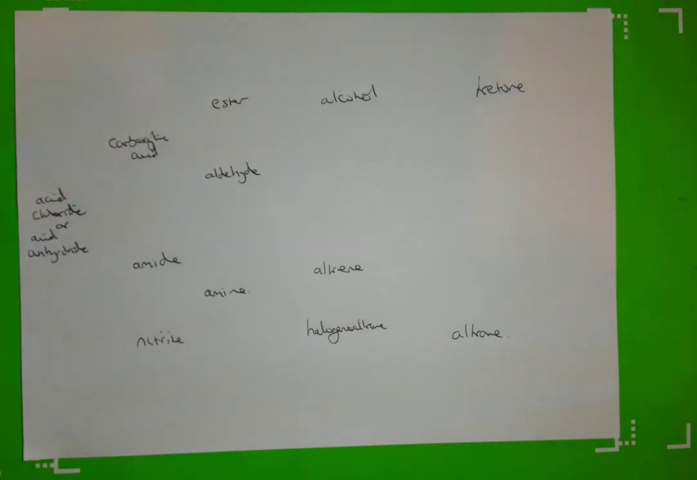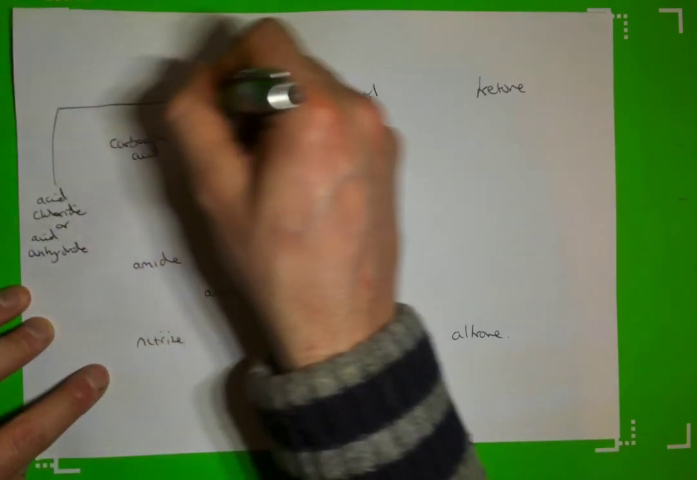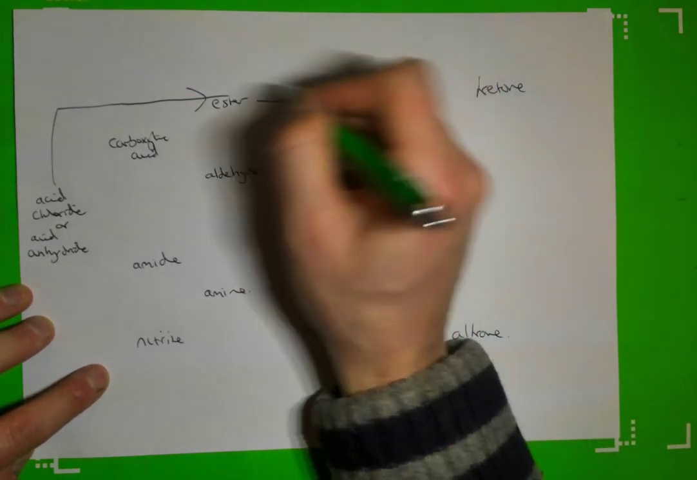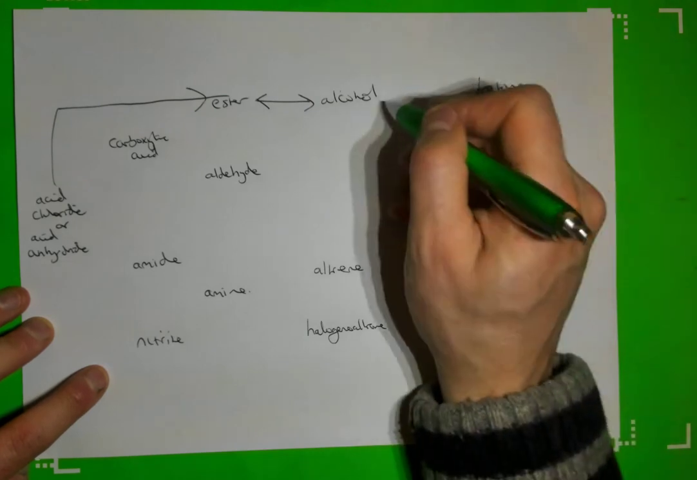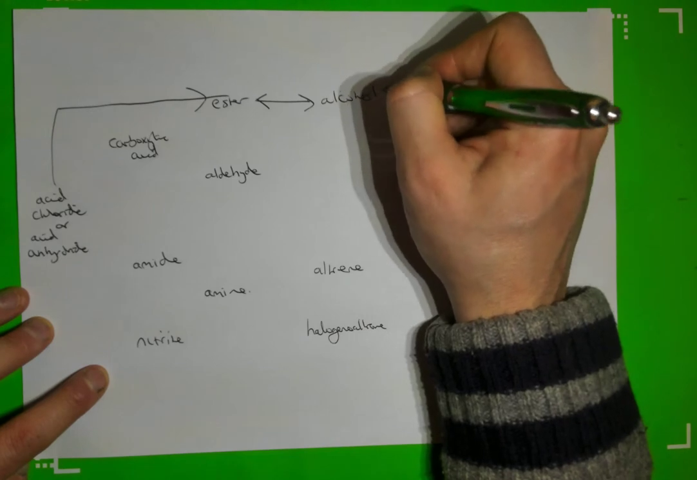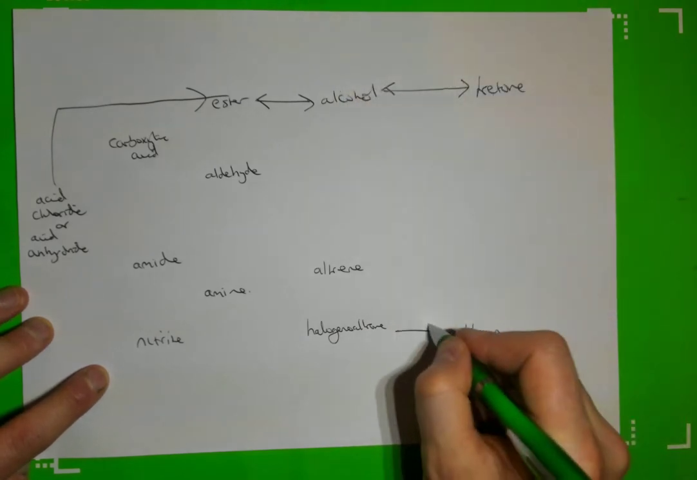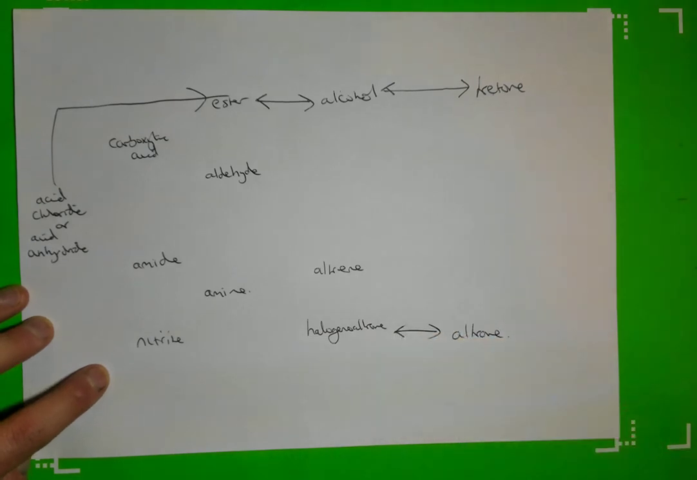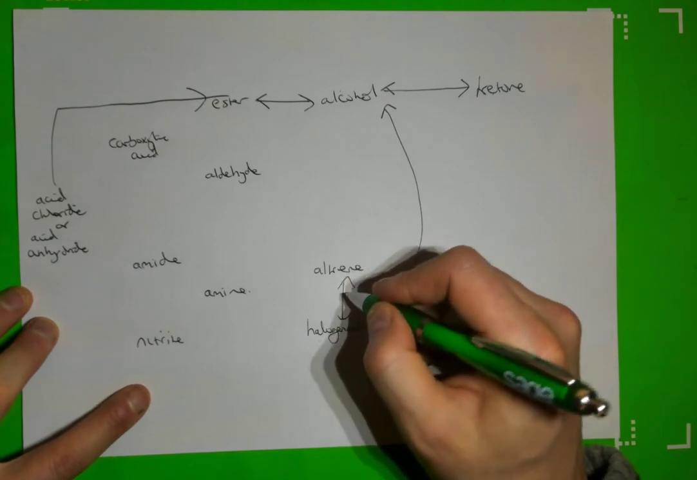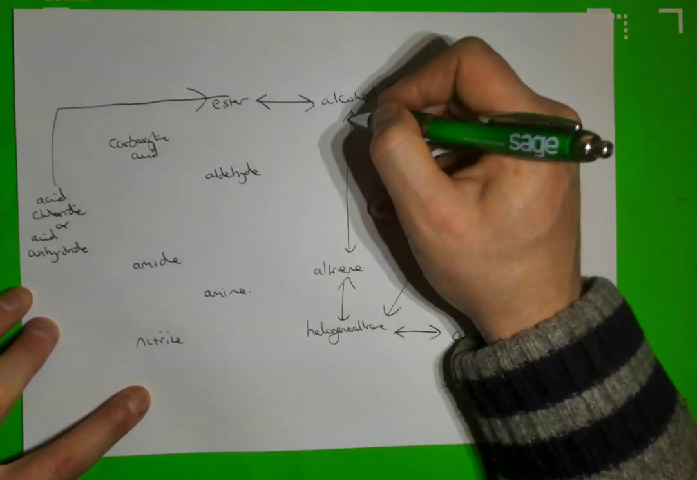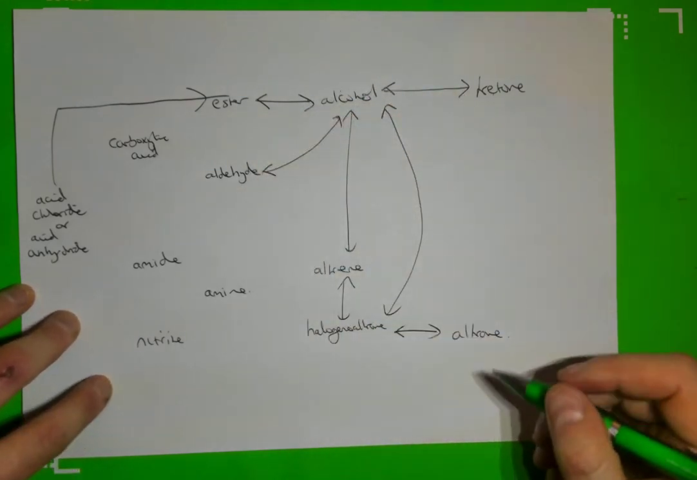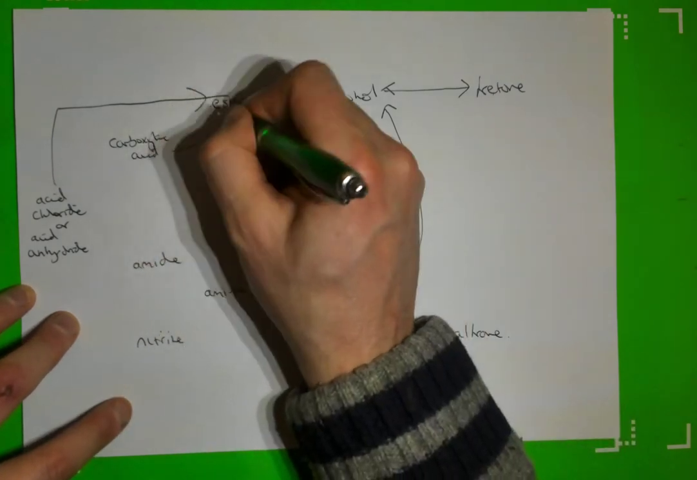So for example, I know that an acid chloride can make an ester. I know that we can turn an ester into alcohol. I know that we can turn alcohol back into an ester. We know how to turn an alcohol to a ketone, and we know how to reduce a ketone back into an alcohol. So these are all of the conversions that you need to know about. And all of these have been covered at some point, whether that be last year in year 12 or this year in year 13.